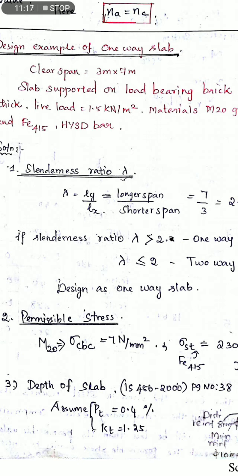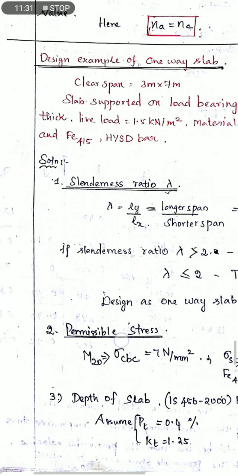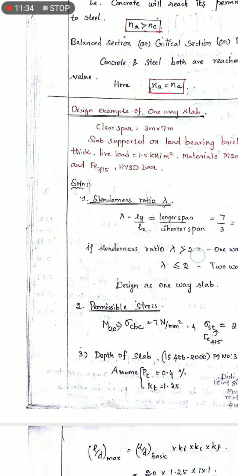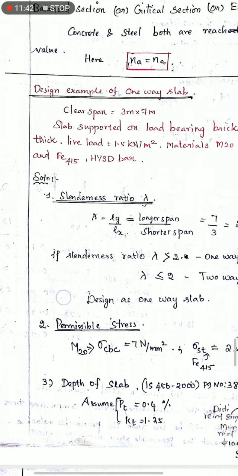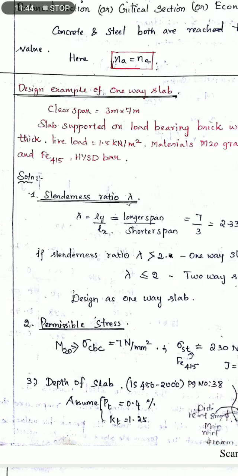So the first step is slenderness ratio, which is denoted as lambda. This is the ratio between the longer span to the shorter span, Ly by Lx. Here the problem is given, so read very carefully. The room dimension is 3 by 7 meter. 3 meter is the shorter span, that is Lx. 7 meter is the longer span, that is Ly.